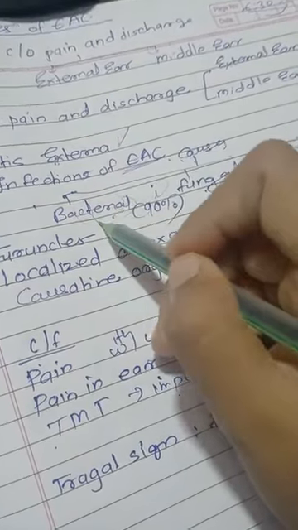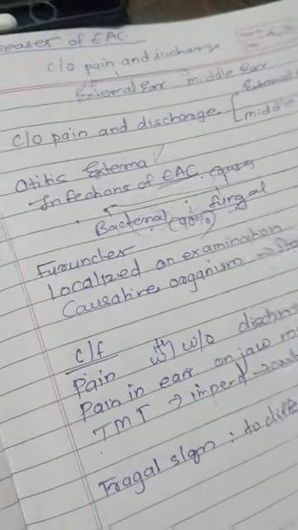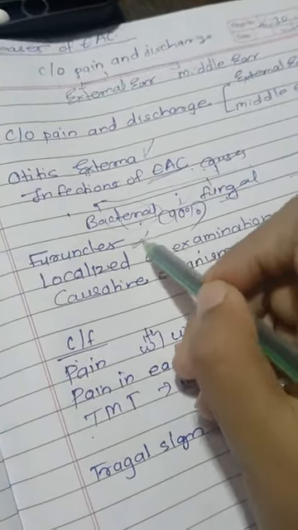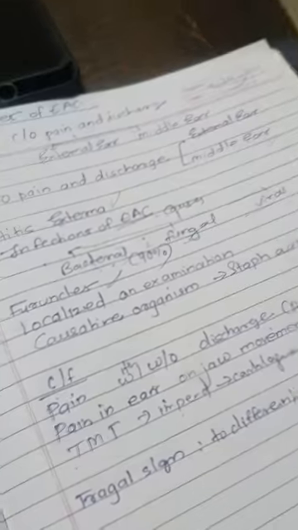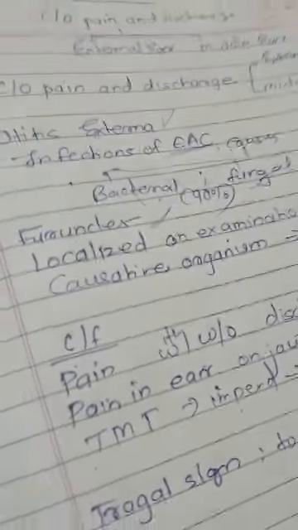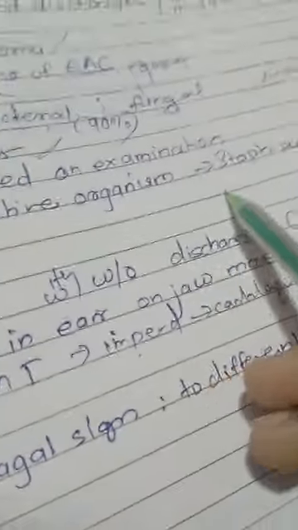90% of the cause is bacterial. Then we have fungal and viral causes too. Then we have furuncles. What are furuncles? Furuncles are basically infections of the hair follicle, localized on examination. The causative organism for the furuncle is Staphylococcus aureus.